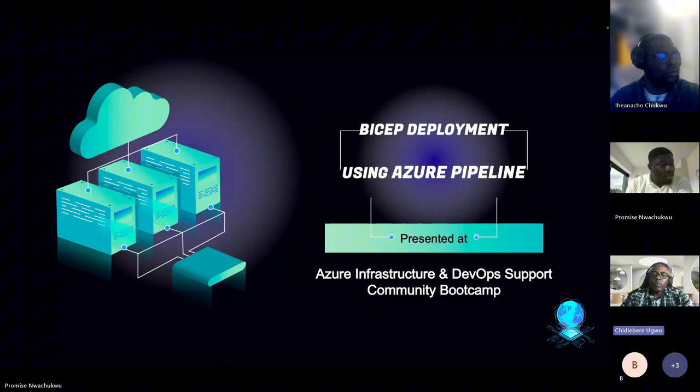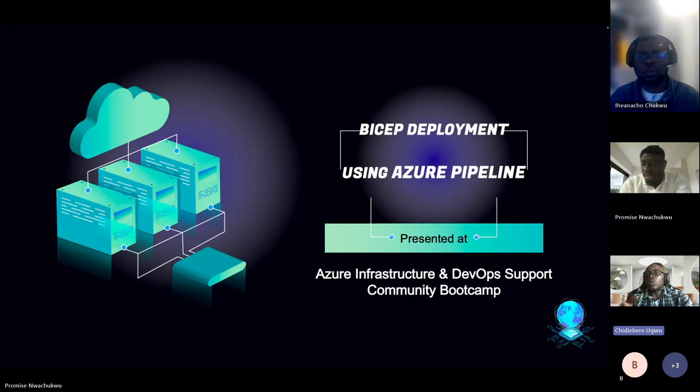Then with infrastructure as code, you can also maintain versioning, that is, version control. So it can help you version different deployments that you are making in a particular environment, so that you'll be able to track changes that are being made in your environment and the deployments also made.